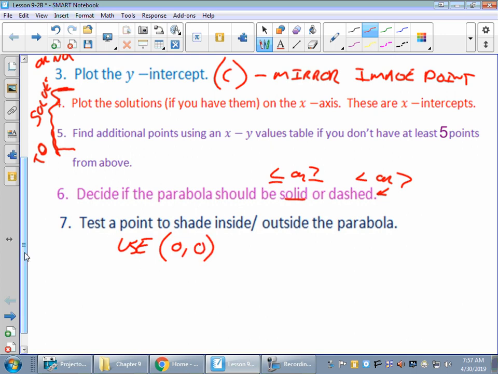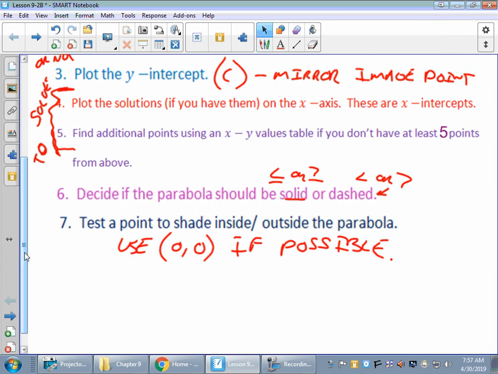Again, use (0, 0) if possible. The only reason you wouldn't be able to use (0, 0) is if the parabola went through (0, 0). So (0, 0) is the easiest test point, but if that is on your parabola, then you have to pick a different point to test.